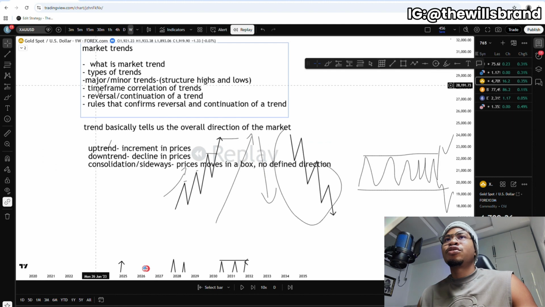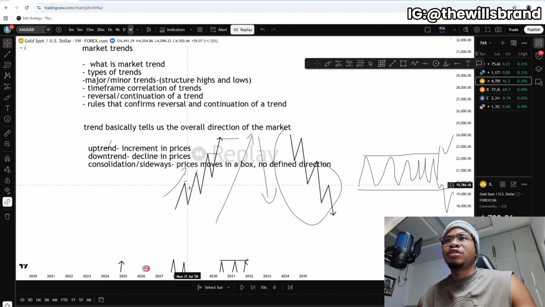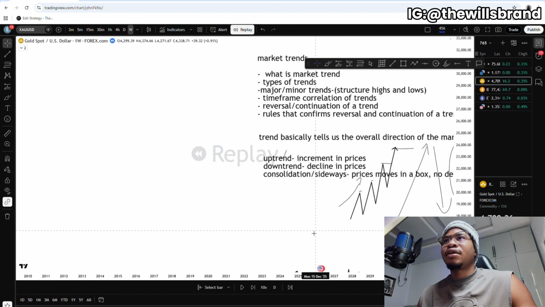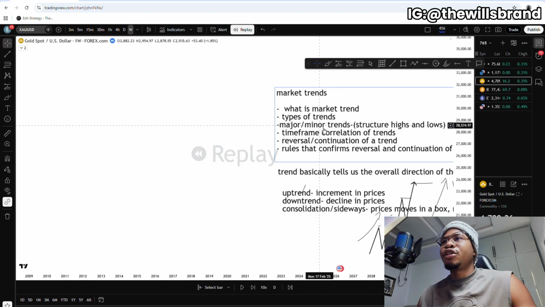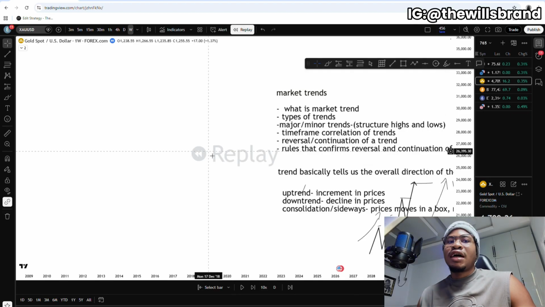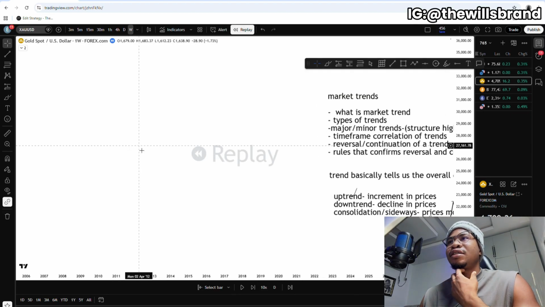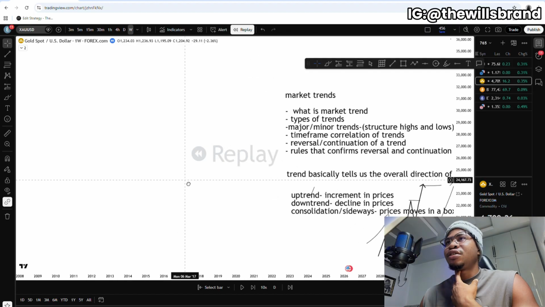All right, now let's go to major and minor trends. Now in terms of this trend, there's what they call time frame correlation of trends. I'll be combining these two, because they both work together. Now for us to have major trends and minor trends, there's what we call structural highs and structural lows. That's what we'll be talking about in this next category.